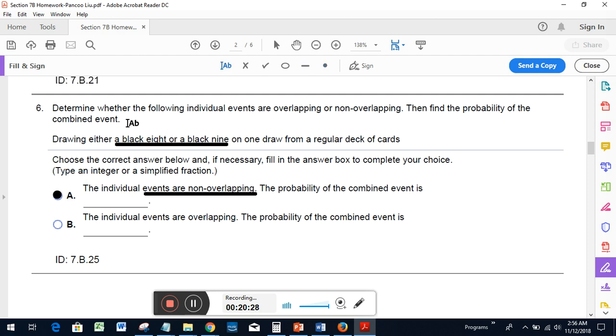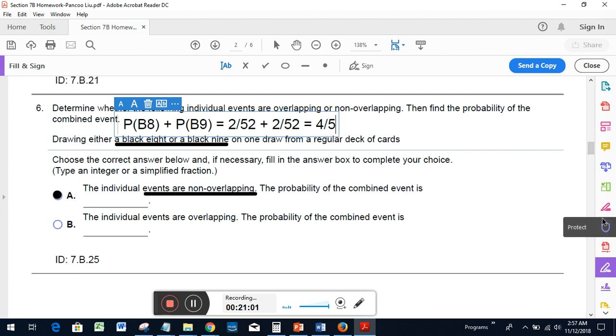For non-overlapping, basically you add the probabilities for each event. So probability of a black 8 plus probability of a black 9. There are 2 black suits in a deck of cards, so you will have 2 black 8s out of 52 plus 2 black 9s out of 52. Again, it doesn't matter if they say red, it will also be 2. So 2 out of 52 plus 2 out of 52 is 4 out of 52, which reduces down to 1 over 13. So your probability will be 1 over 13.